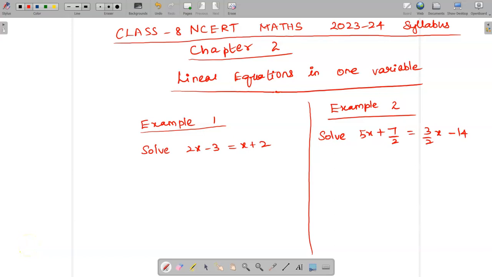Hello students, today we are going to see chapter 2, linear equations in one variable, for the standard 8. Example 1 is: solve 2x minus 3 equals x plus 2.